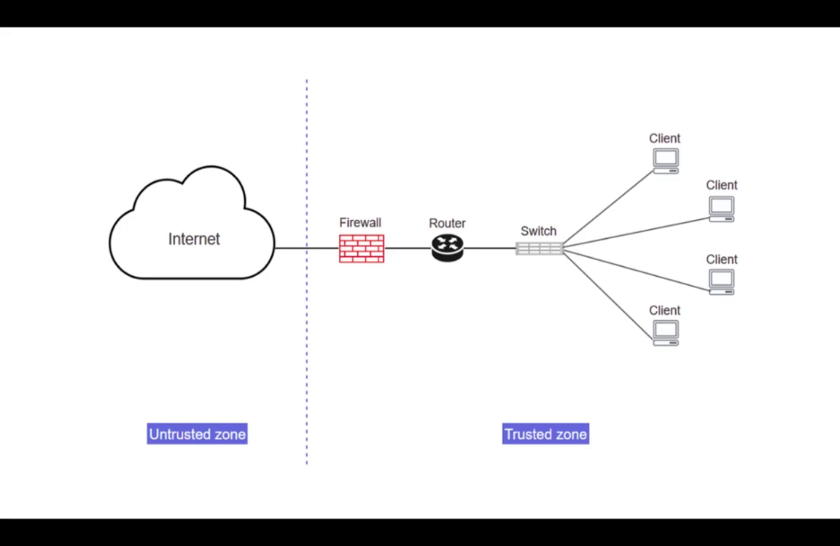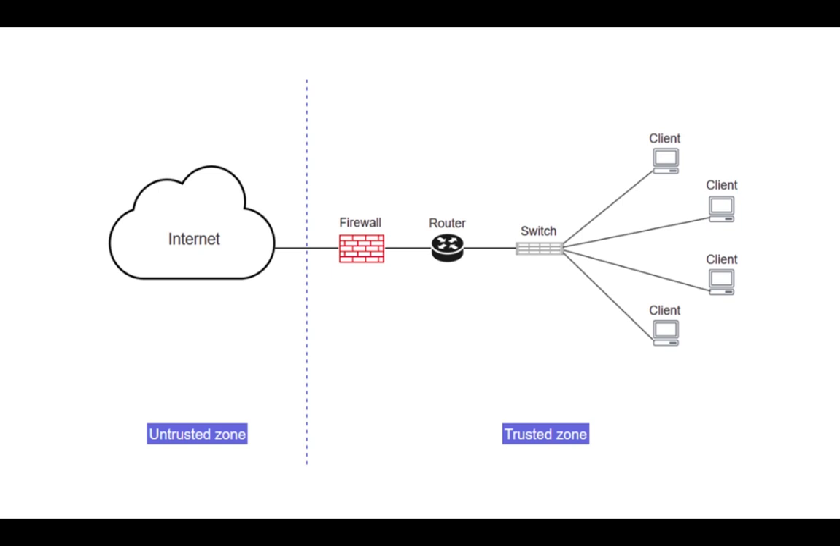What is a firewall? A firewall is a network security device that monitors and controls incoming and outgoing network traffic based on predefined security rules. A firewall can be hardware, software, or a combination of both. A firewall can prevent unauthorized access, data theft, malware attacks, and other threats from reaching your network or device.